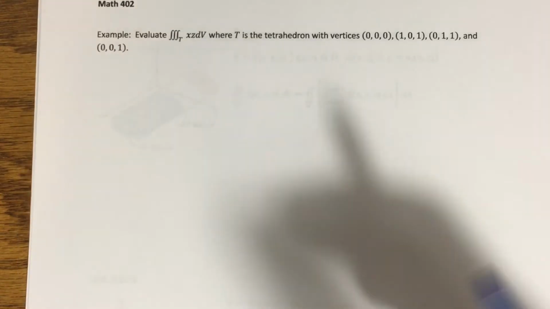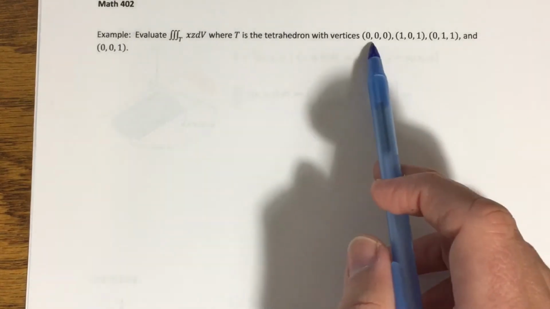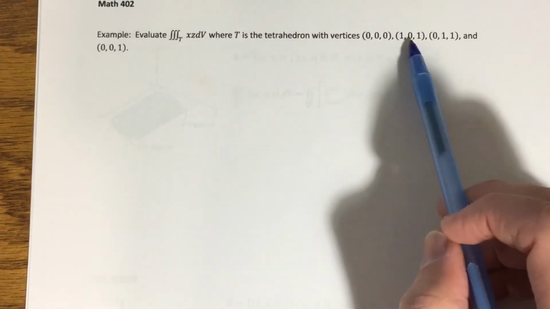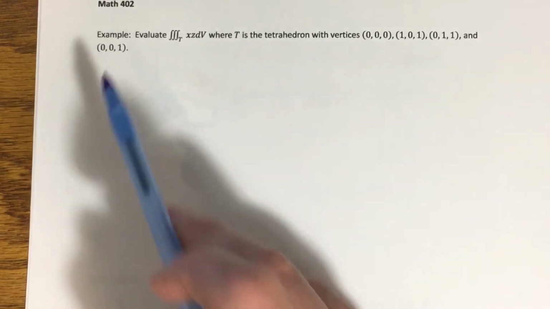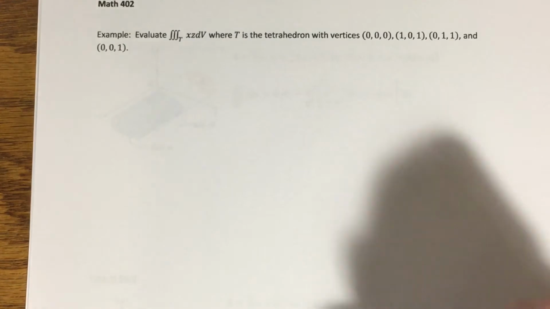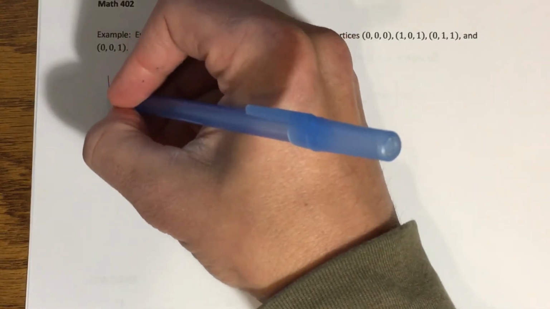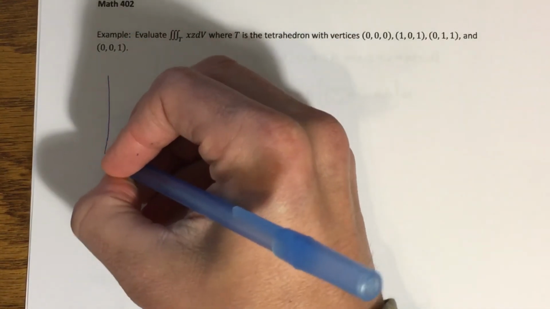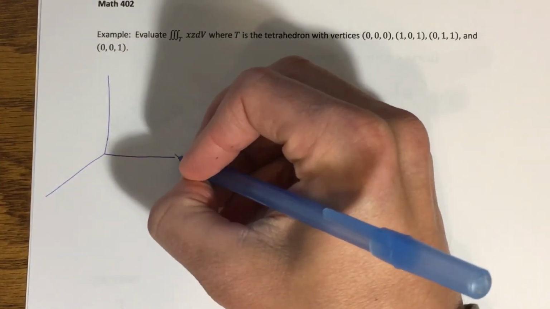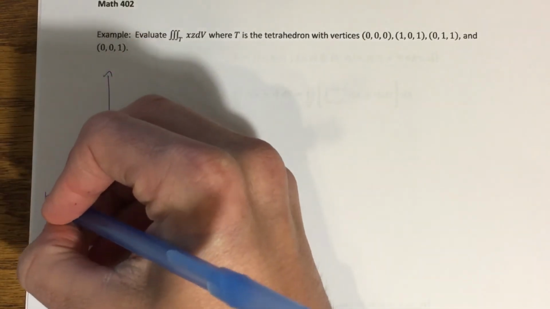So to figure out where to start, I'm going to try and sketch that tetrahedron. One thing I do notice is that the coordinates of all of these points are non-negative, which tells me that the entire tetrahedron should be contained in the first octant. That's useful because it means I don't have to draw quite as much. I could just focus on the first quadrant right here.